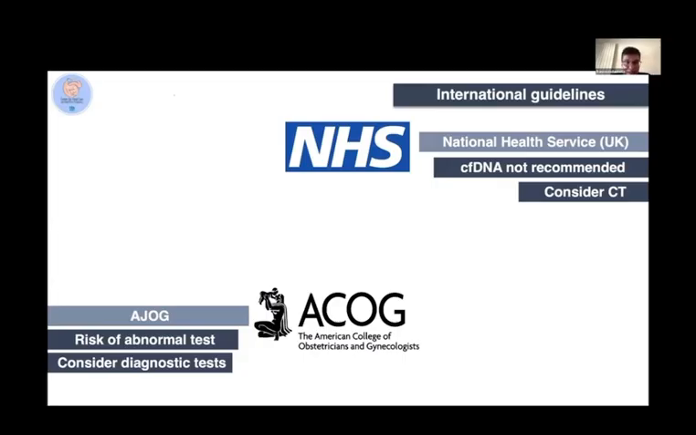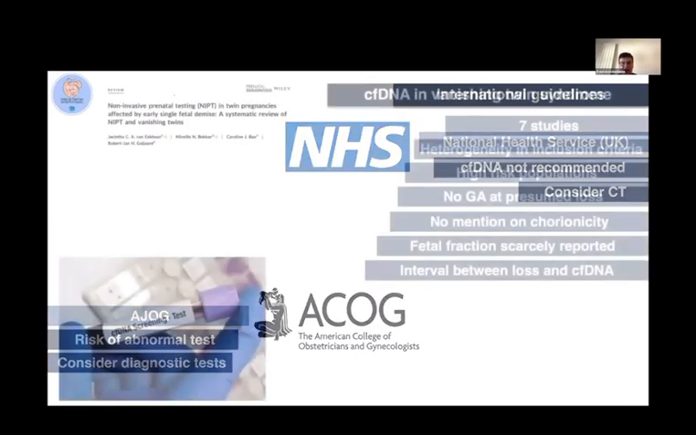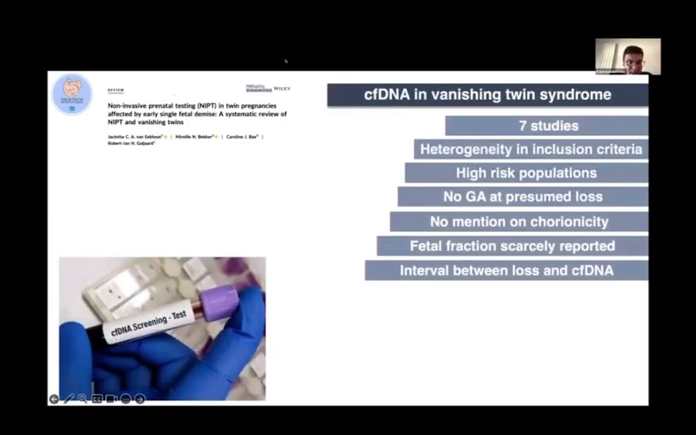Some of them do not support the use of cfDNA analysis in case a vanishing twin is prospectively diagnosed. And of course, the NHS, because ASMA works in the UK, and the American College, which says that the risk of abnormal tests is high, and that we should consider, in this case, a diagnostic test. So what is the evidence? Does a vanishing twin significantly affect the robustness of cfDNA analysis, or is this just a spurious association?